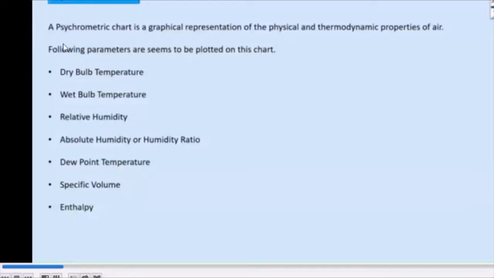We have dry bulb temperature, wet bulb temperature, and relative humidity. This I have shown in the psychrometry chart now. Relative humidity I have shown in terms of percentage, the blue curves, and dry bulb temperature on the x-axis. Next we have specific humidity, also called absolute humidity or humidity ratio. Specific humidity can be called by two other names, absolute humidity and humidity ratio.